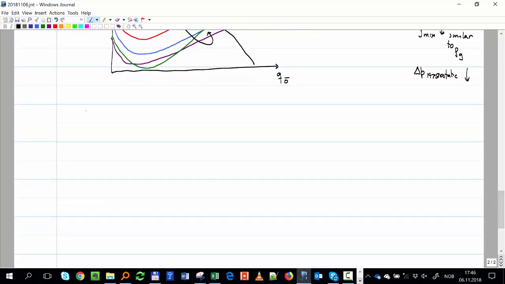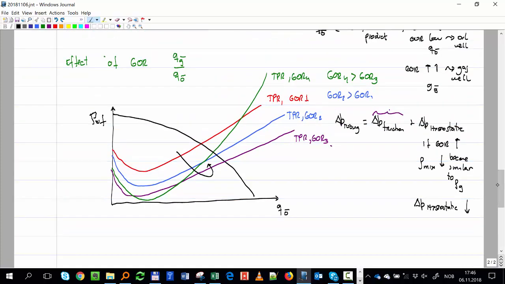I'm going to make a comment and let's see. Yes. I have more gas, but I have too much gas. Then the friction pressure drop will start to be too high, and then the intersection will go back to the left.